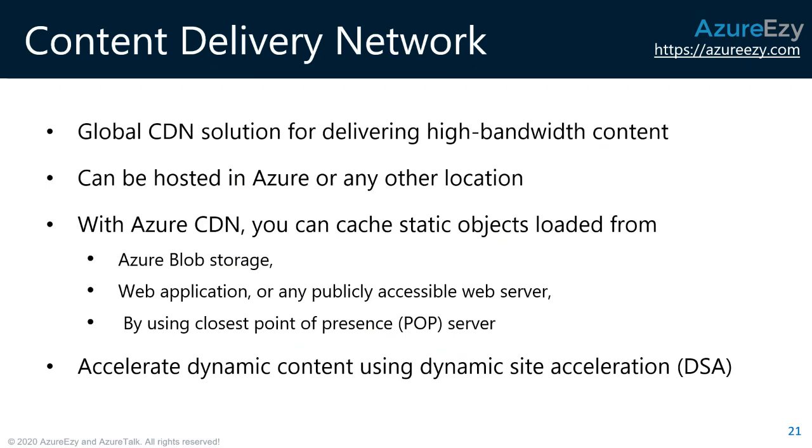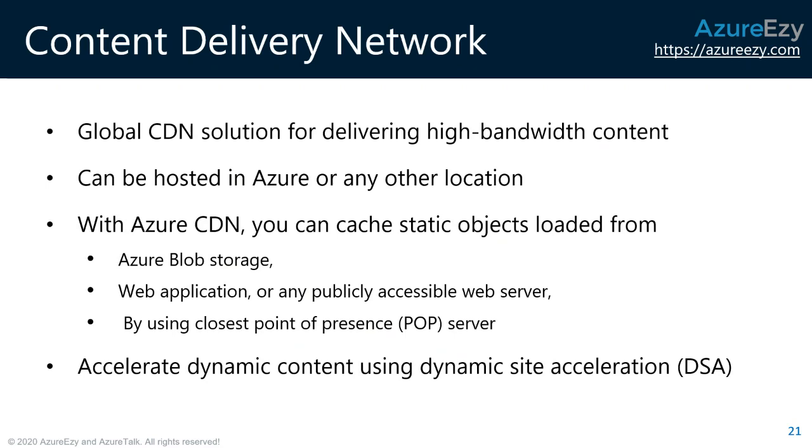You have some web application. Your web application may be in Azure, or it can be anywhere outside Azure as well. But yes, it must be a publicly accessible web server, so you can cache that. Azure CDN will use the closest point of presence server. So what is a point of presence server? This is your edge server where the content will be cached. Generally it is for static content, but if you have dynamic content for your dynamic site, you can use dynamic site acceleration for that content as well.